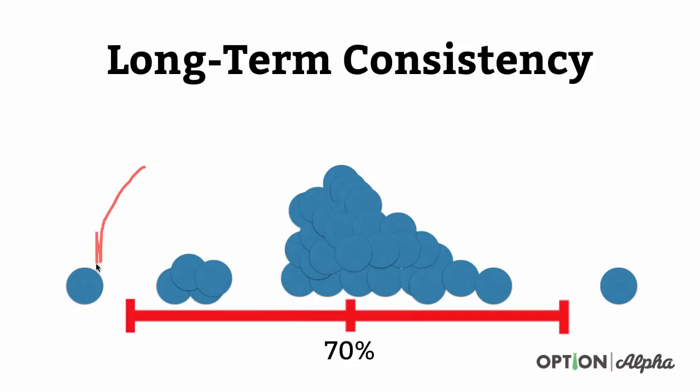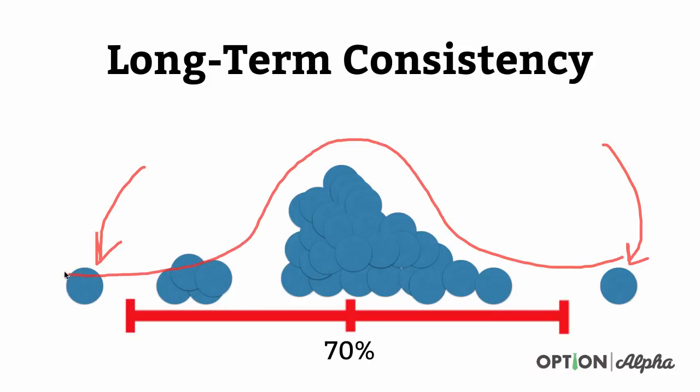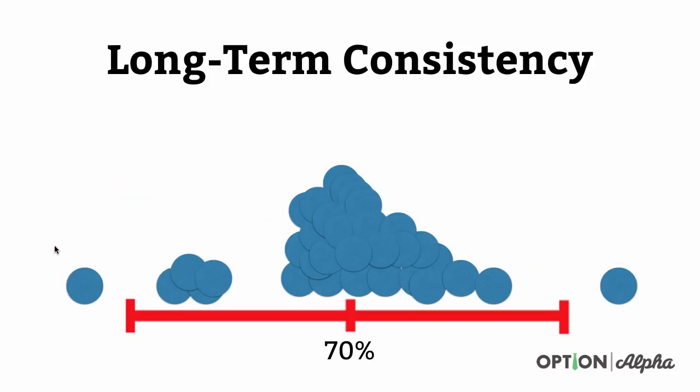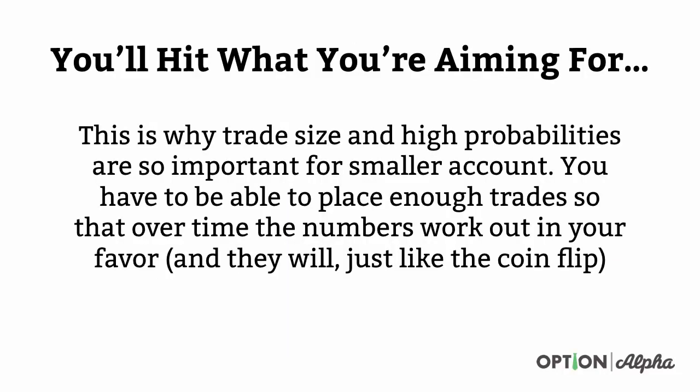Yes, you're going to have a couple of trades that are outliers, so one really bad loser, one amazing winner. That's going to naturally happen. But again, it's creating that normal distribution payoff diagram that we've all come to expect. And that's been proven time and time again as you increase the number of trades and the consistency that you have. So here's the deal: you'll hit what you're aiming for. It's just as simple as that.